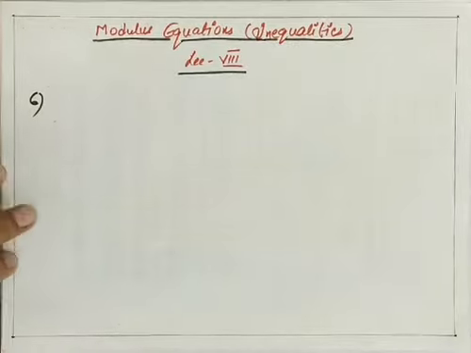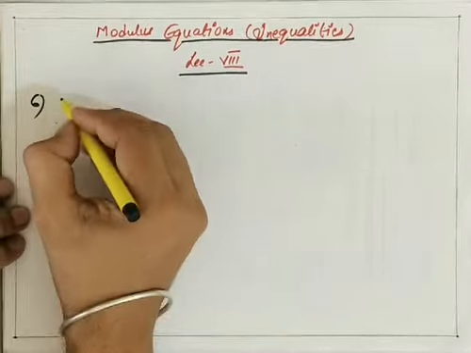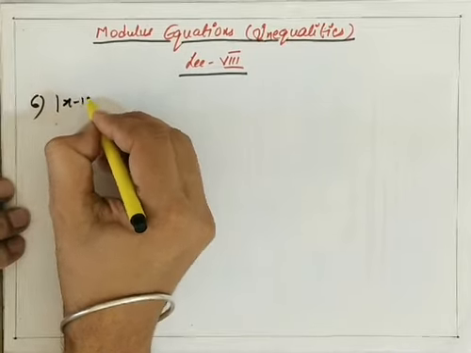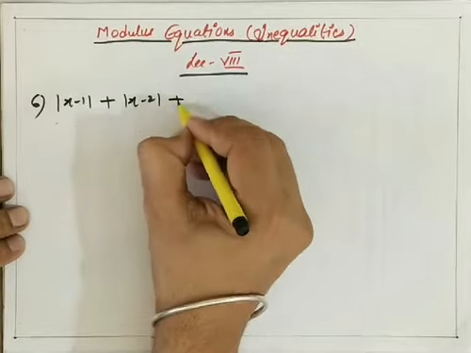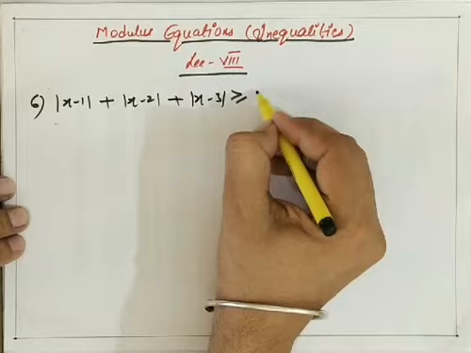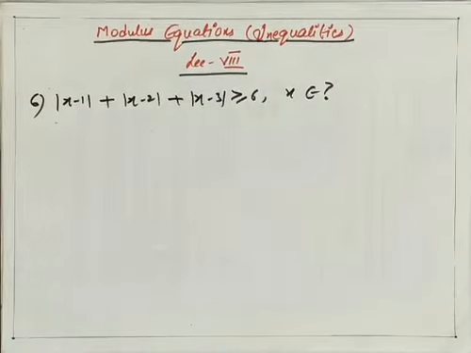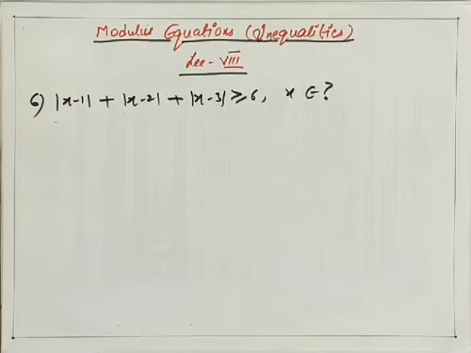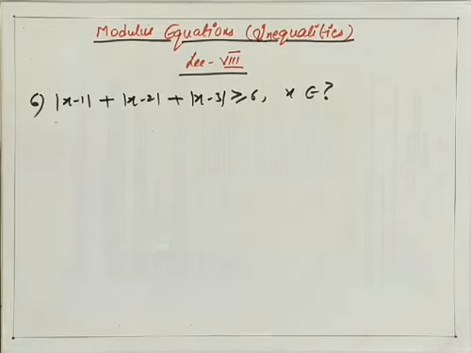We have already discussed 5 questions until the previous lecture. Today is the 6th question. The question says mod of x minus 1 plus mod of x minus 2 plus mod of x minus 3 is greater than or equal to 6, and we have to find the interval of x. Now here we can see that on the left hand side of the inequality we have 3 moduli, and on the right hand side there is only 6. There is no moduli on the right hand side. So the left hand side is basically the crucial one.